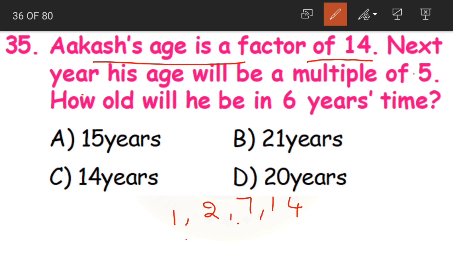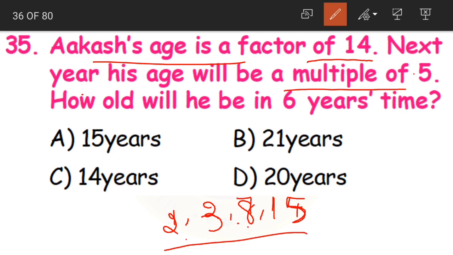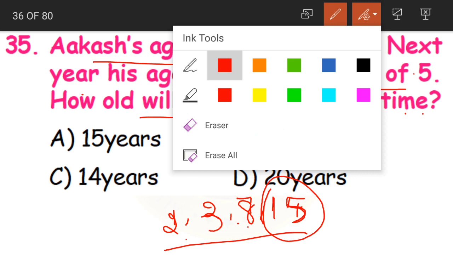Now next year, that means add 1. 1 plus 1 is 2, 2 plus 1 is 3, 7 plus 1 is 8, 14 plus 1 is 15. So next year, the age will be a multiple of 5. Of these, which is a multiple of 5? 15 is a multiple of 5. Now how old will he be in 6 years' time? Yes, so what was the age actually?